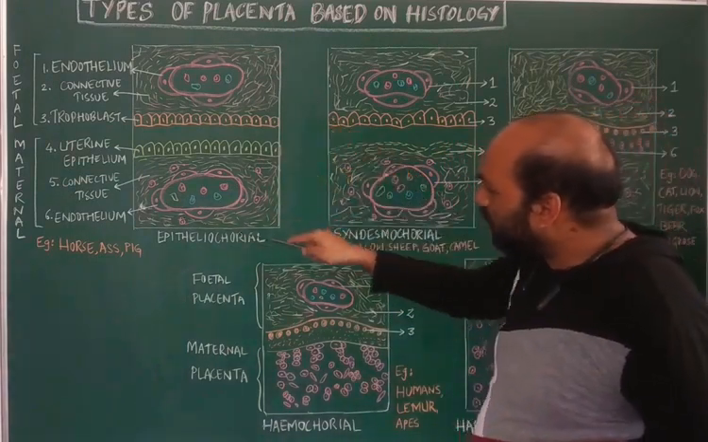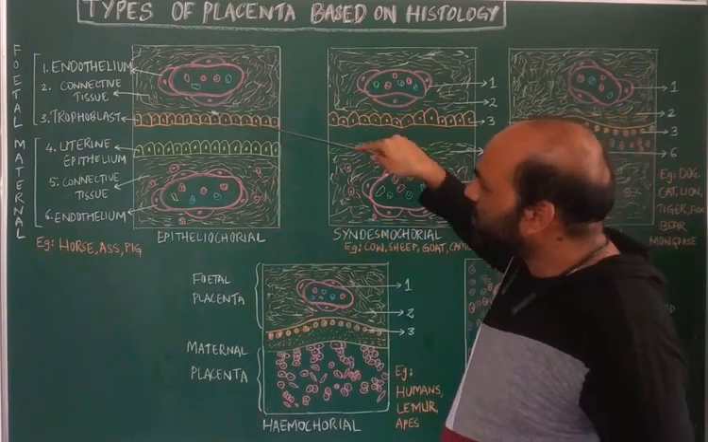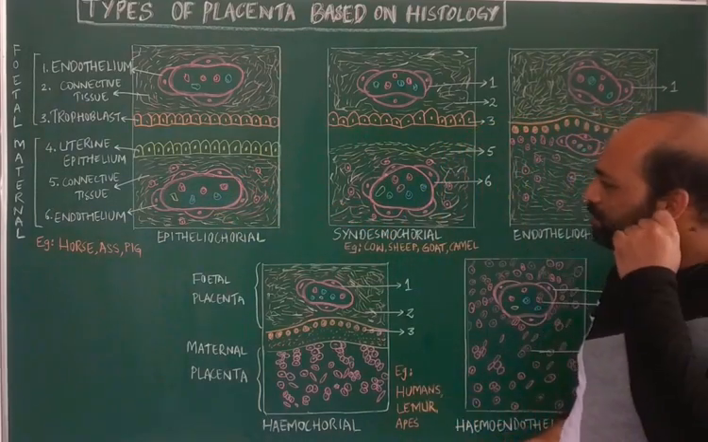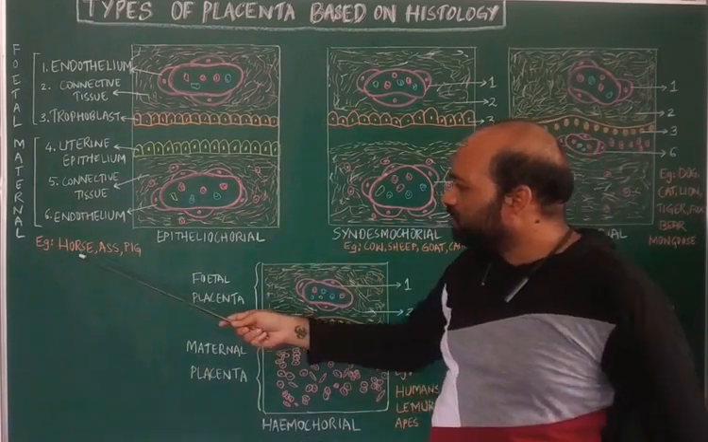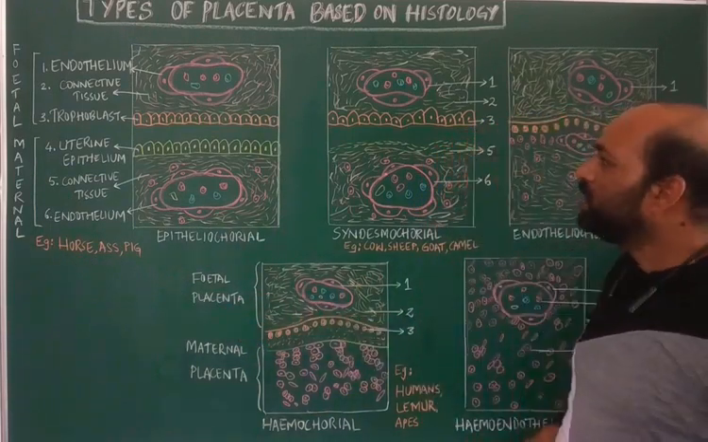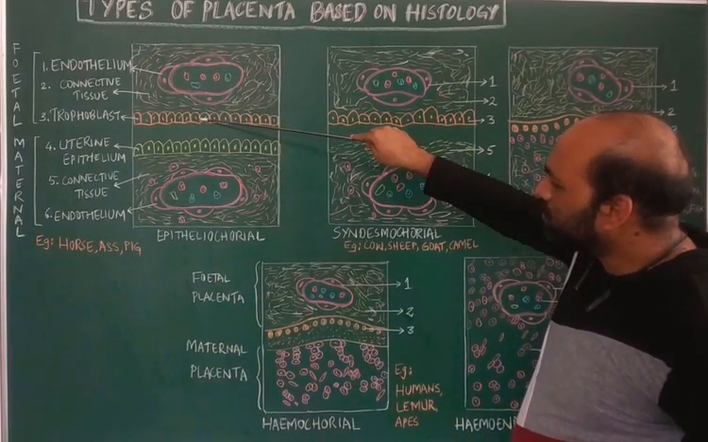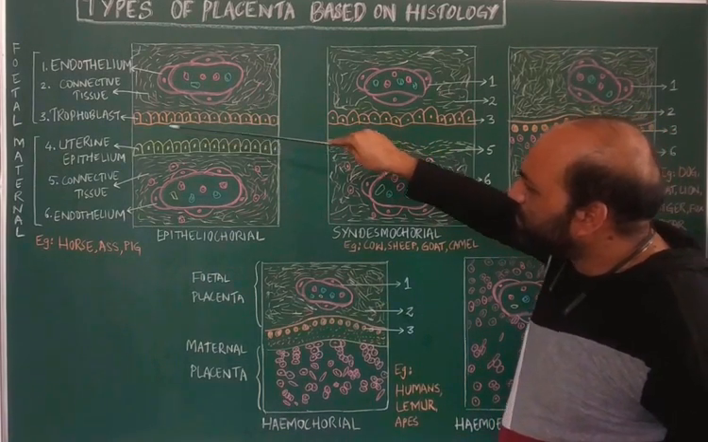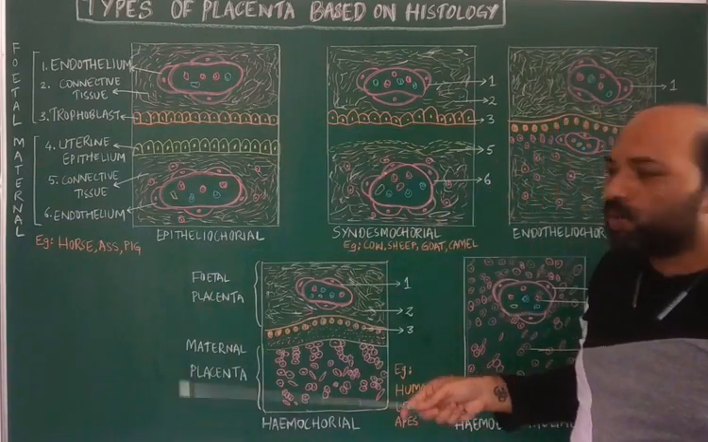So here all the 6 barriers are present: 3 in the fetal part and 3 in the maternal part of the placenta. Where do we find this type of placenta? It is commonly seen in horse, ass, and pig. As this placenta consists of the chorion in close contact with the epithelium of the uterus, this type is what we call Epitheliochorial placenta.